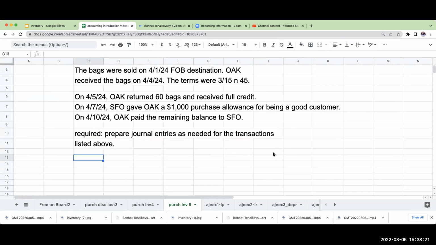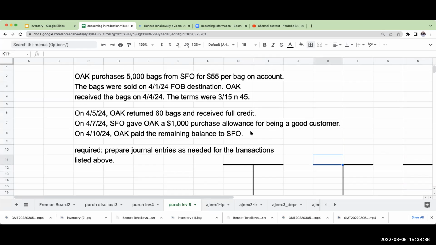So what I'm going to do for this is make myself a few different T accounts, just because it's going to be easier for us to go through and track. And once I've input the transactions into the T accounts, I'll then go ahead and put them into journal entries.